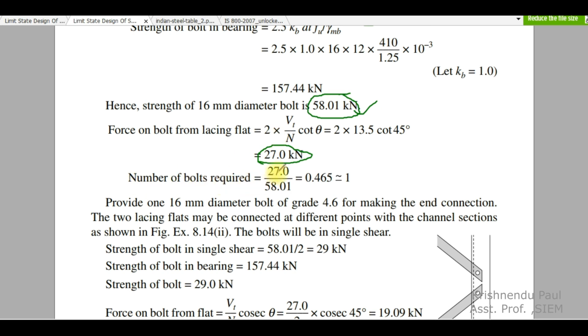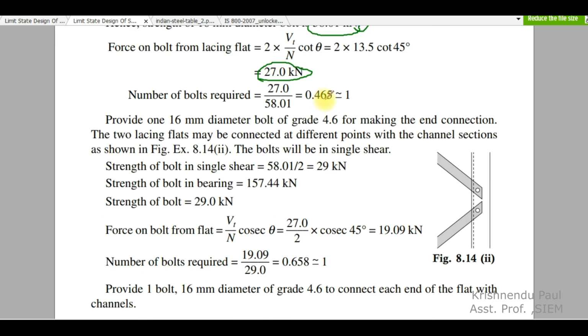So the number of bolts required is equal to the load divided by the strength of one bolt, which is 0.465. So you have to provide at least one bolt because you cannot provide a half bolt. Now if you provide this type of connection, then the bolt will be subjected to single shear. So they have used the previous data here to find the shear strength, 29, and the strength of the bolt in bearing, that is this. The lesser one will be the governing one, so it is 29.0 kilonewton.